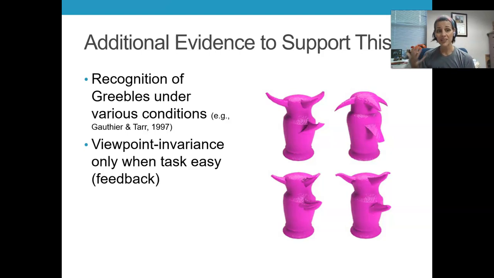So viewpoint doesn't matter when the discriminations are easy and the task isn't hard. But we do find that when the task becomes harder, viewpoint dependence matters. And you can kind of see that in these particular cases, a lot of these are similar enough to each other that viewpoint might matter a lot more.